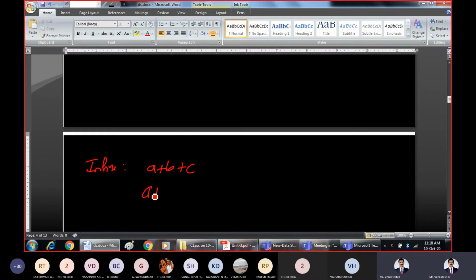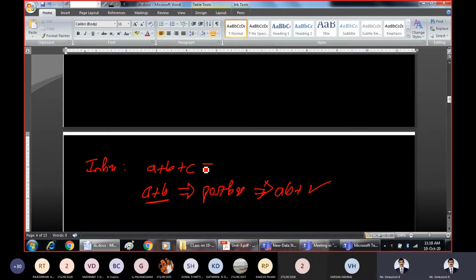Another example could be a plus b. If you want to convert this to postfix, how do you do it? It's very simple because there are two operands. First write a and b, then write the operator. This is what it is in its postfix form.